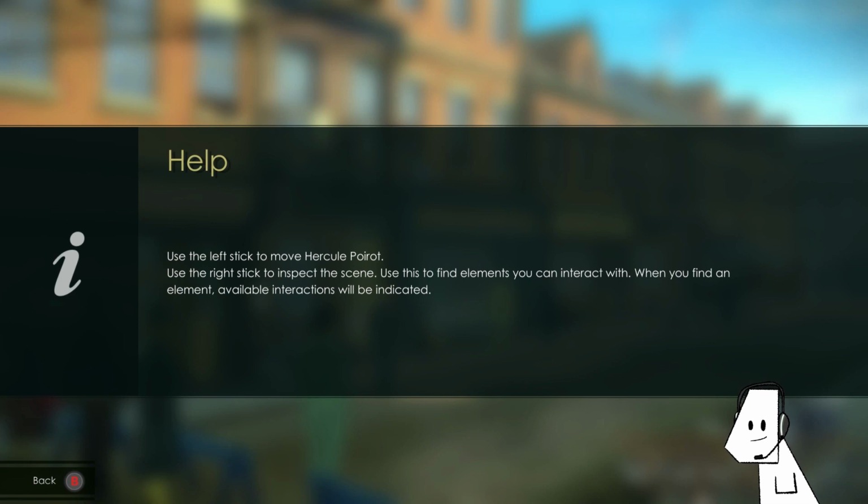Use the left stick to move Hercule Poirot, and use the right stick to inspect the scene. Use this to find elements you can interact with. When you find an element, available interactions will be indicated.